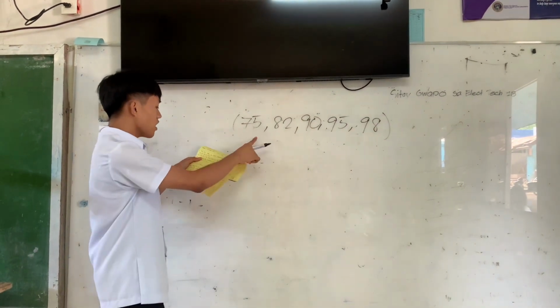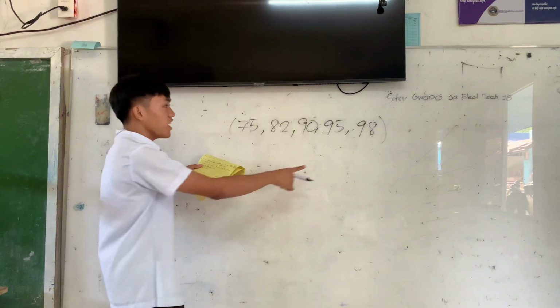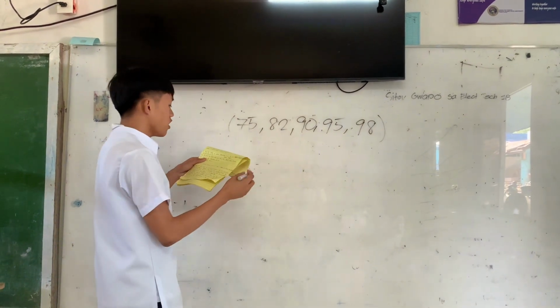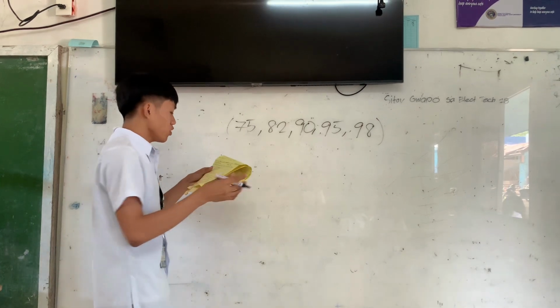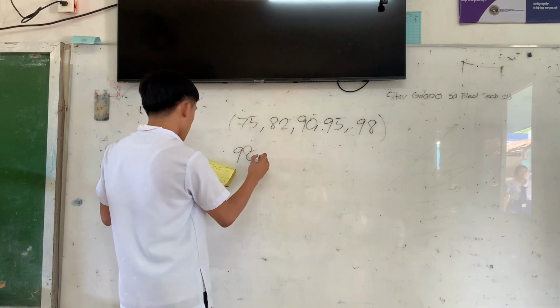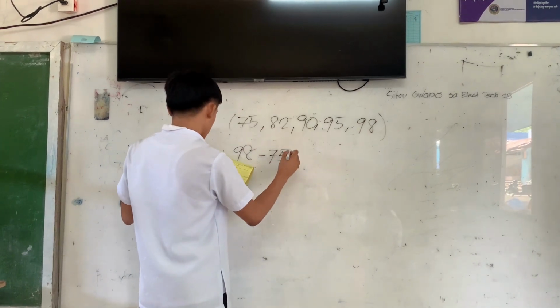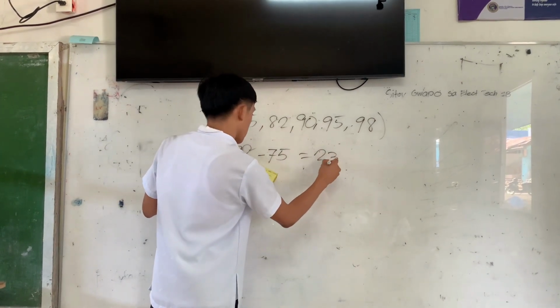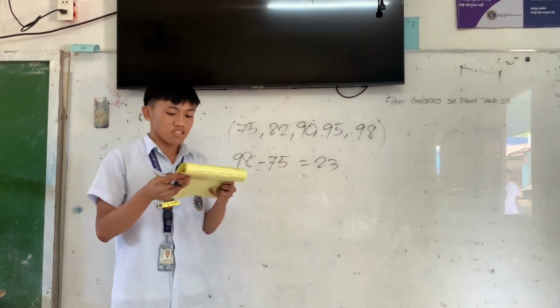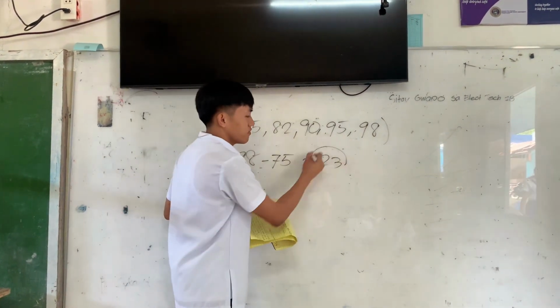Since 75 is the lowest value and 98 is the highest value, therefore the range of the observation will be 98 minus 75, which is 23. Hence, 23 is the required answer, which is the range of the given observation.